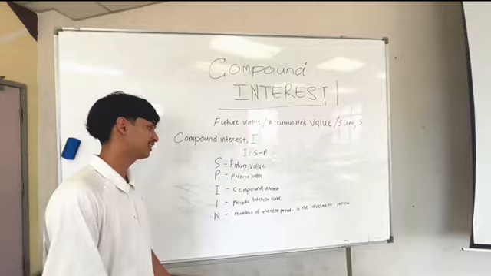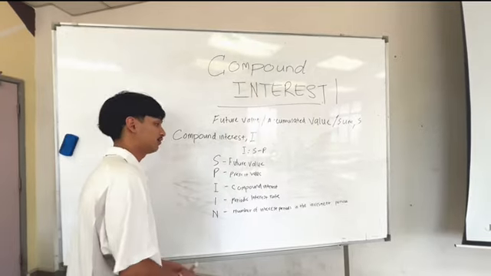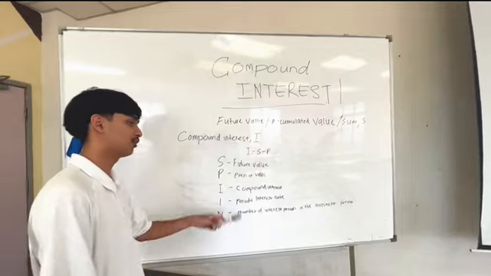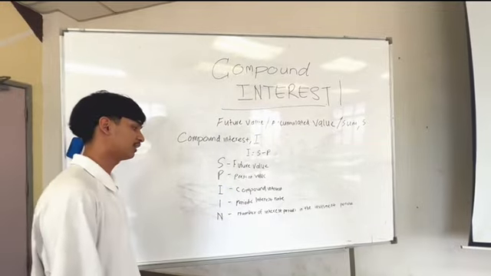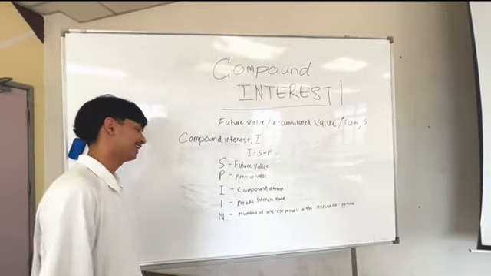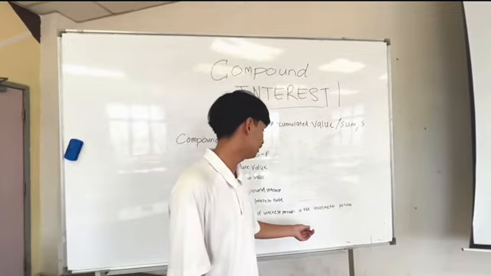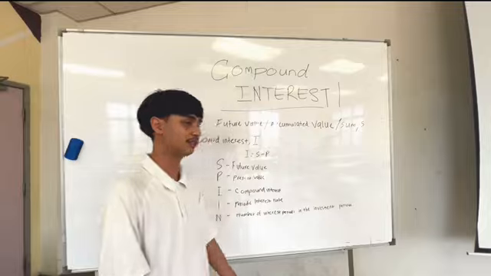What does S stand for? S stands for future value, P stands for present value, big I stands for compound interest, then the small i stands for periodic interest rate. Last but not least, n stands for the number of interest periods in the investment period.